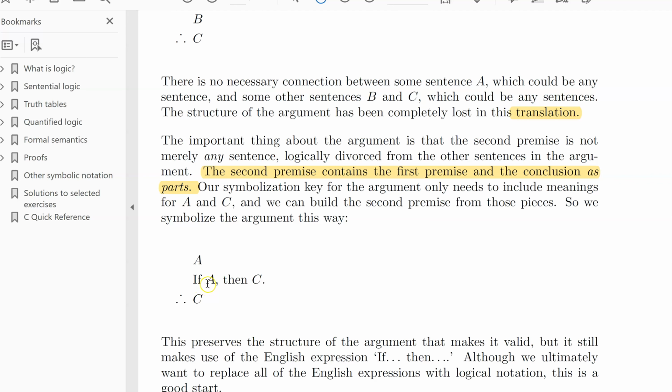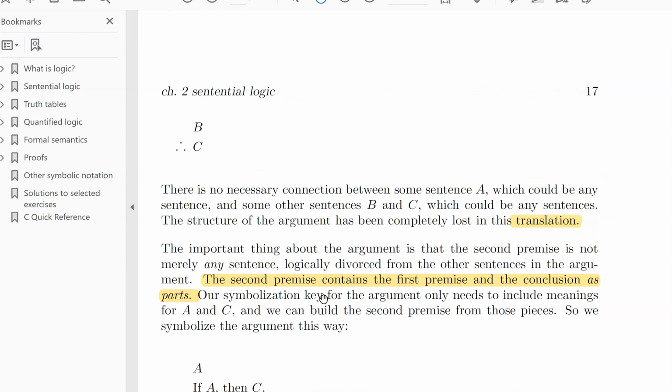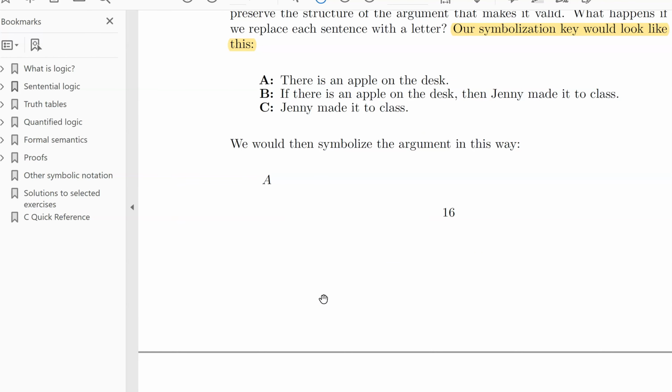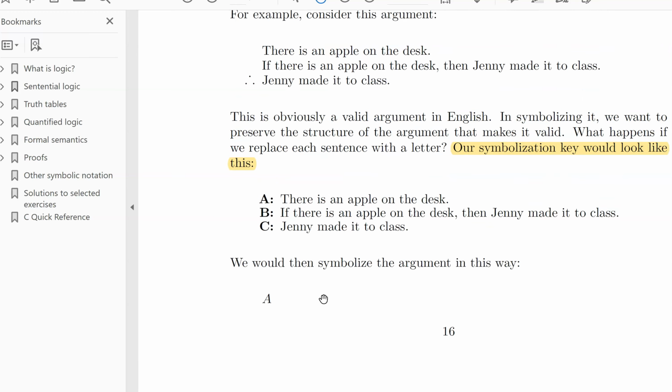So if there is an apple on the desk, and C stands for Jenny made it to class, then Jenny made it to class. And our conclusion is just Jenny made it to class, right? Just to give you another look at the actual argument, we can see this exactly fits right in here. And we can see that our conclusion exactly fits right in here.